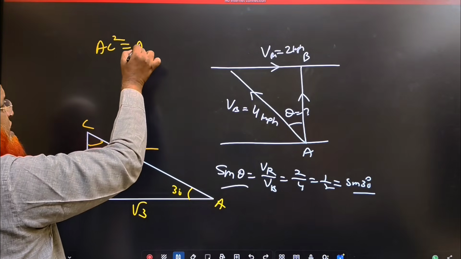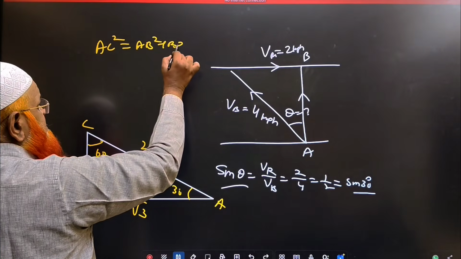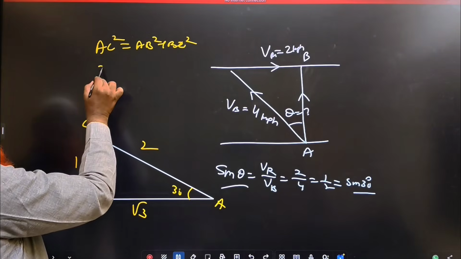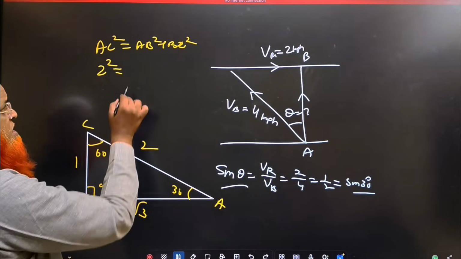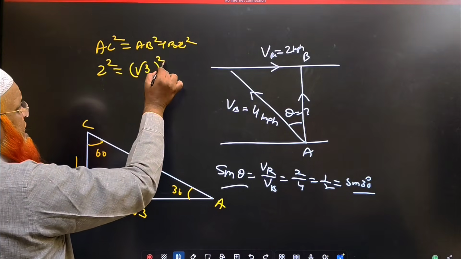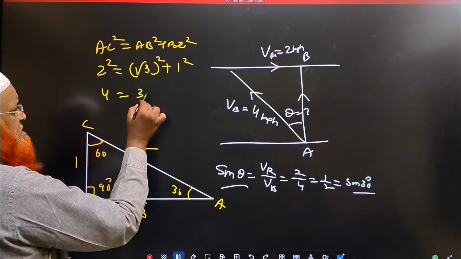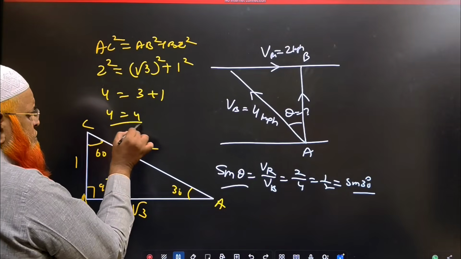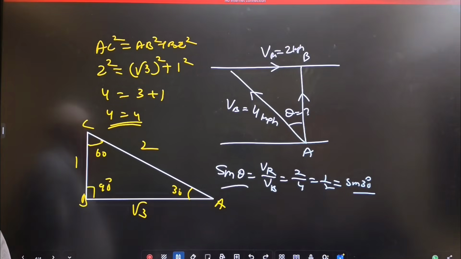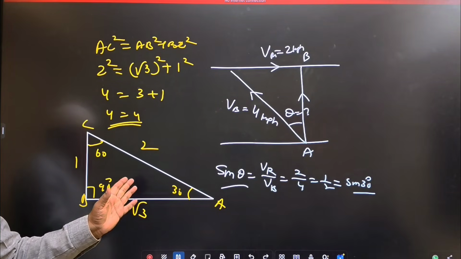According to Pythagoras theorem, AC square is nothing but AB square plus BC square. So what is AC square, my dear? It is 2 square. What is AB? AB is root 3 whole square. And what is BC square? BC is nothing but 1 square. This is 4. This is 3 plus 1. So 4 equal to 4. LHS is going to be equal to RHS. Is it clear? So this is also okay.